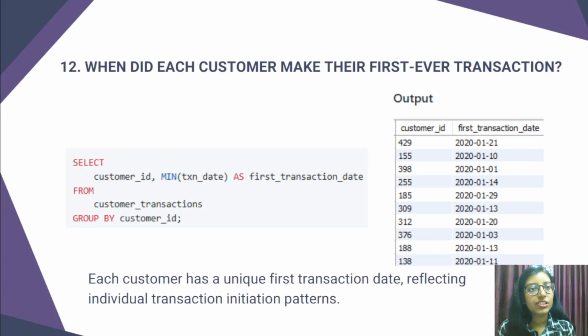And in this question, we have to find when each customer made their first ever transaction. So for identifying the first transaction, it is very easy. We use the min function. Why do we use the min function? Because it provides the earliest date for any transaction. Earliest date means their first transaction. This output is not showing all the details of all the customers, because it was not possible to attach them in one picture. So I just show a brief idea about this.